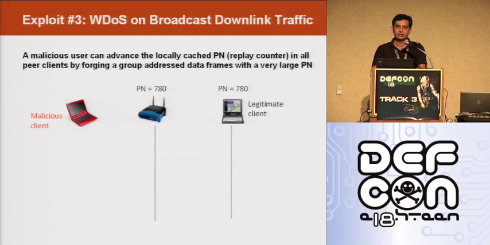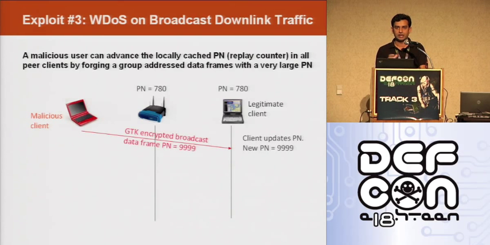Here, what the attacker is doing is injecting a very large packet number, an arbitrarily generated number, because it is a 48-bit number, right? So let's take this example in which the client's last successfully received packet number was 780. At this point, the attacker is injecting a packet because the attacker knows the GTK. He can create his own broadcast frame. He can put any number of his choice. So he's going to put a number, let's say 9,999,949, okay? The client is going to accept that packet because at the time of the replay detection check, it finds that the packet number is greater than the last successfully received packet number, which was 780.